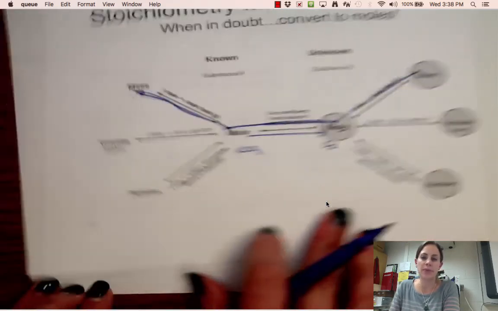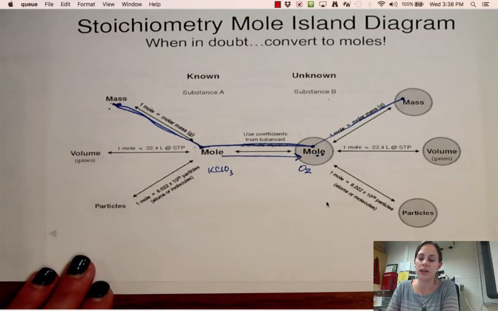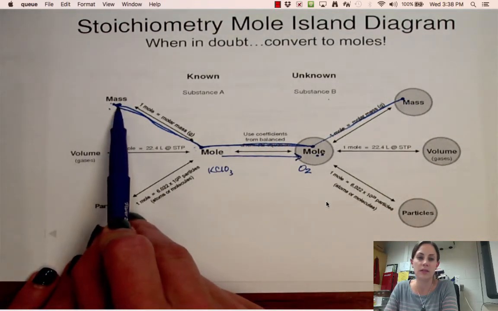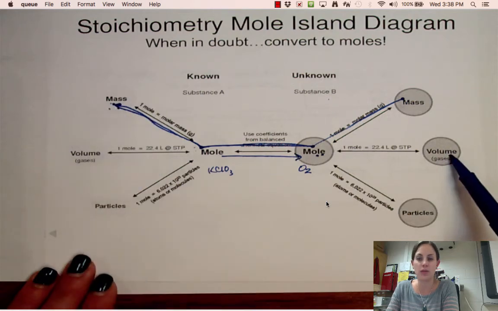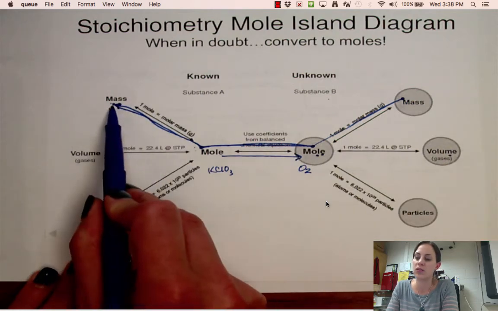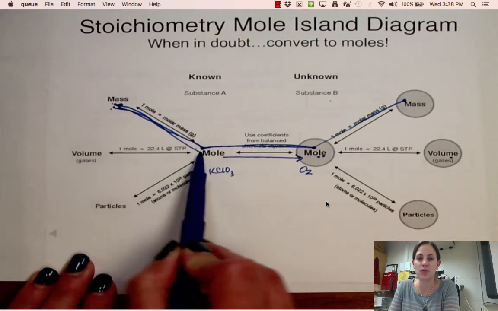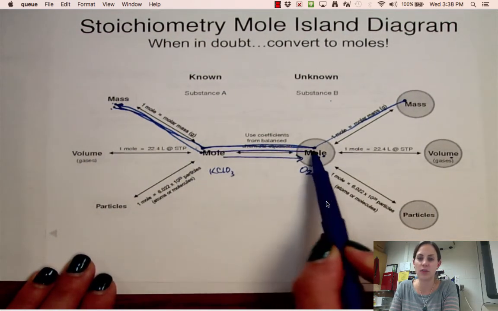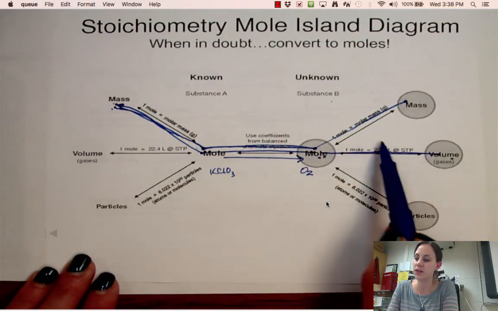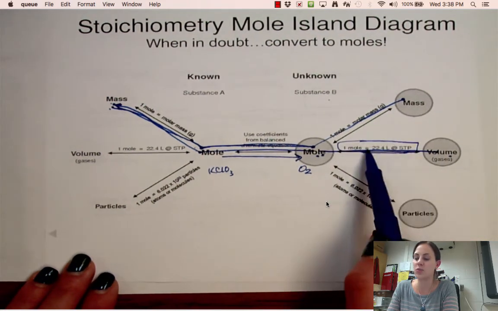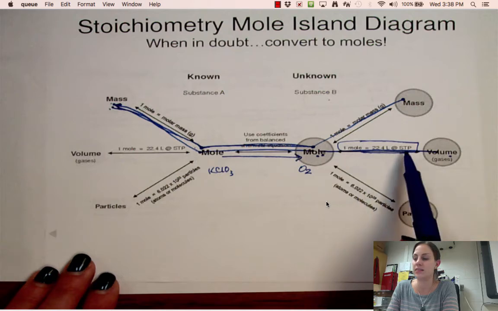On my mole map, what am I given? I'm given grams, and I need to get over to volume. So mass, over here to moles, over here to moles, and then I need to go over here to volume. And that relationship that I use is 1 mole is 22.4 liters at STP. STP is standard temperature and pressure.